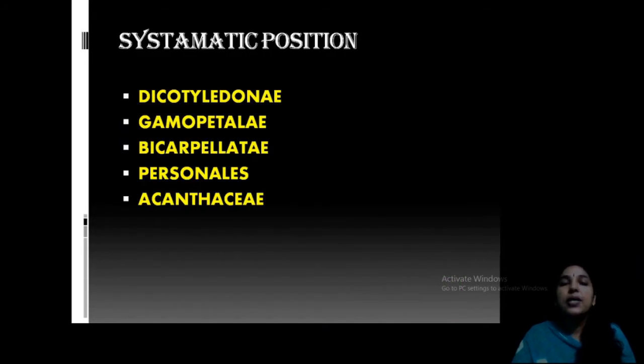Systematic position: it belongs to Dicotyledone, Gamopetalae, Bicarpellate, Personales and Acanthaceae. Bicarpellate is the series, Personales is the order. You studied many families coming under Bicarpellate. Bicarpellary ovary is the peculiar feature, and the corolla is Gamopetalous.